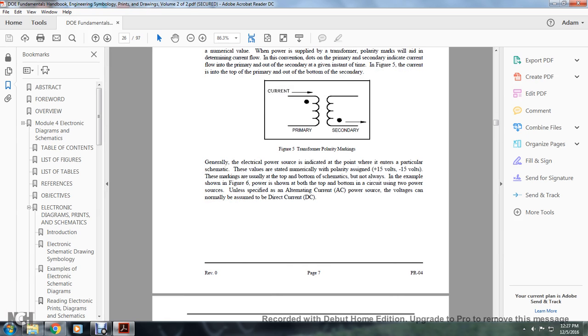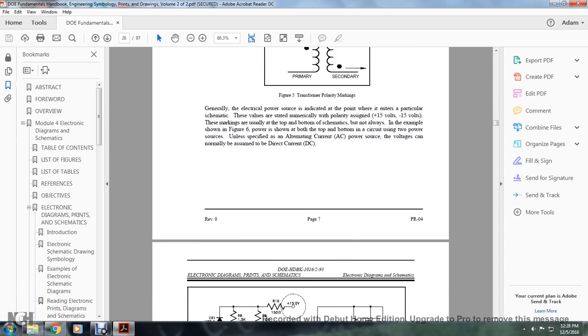The values are numerically assigned a polarity, such as 15 volts or negative 15 volts. The marking is usually at the top or bottom of the schematic. Notice, not always, but usually. For example, Figure 6 shows the top and bottom of the circuit using two power sources, specified with the alternating current per power source, and the voltage normally assumed to be direct current.